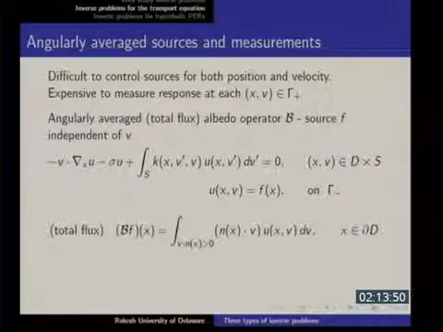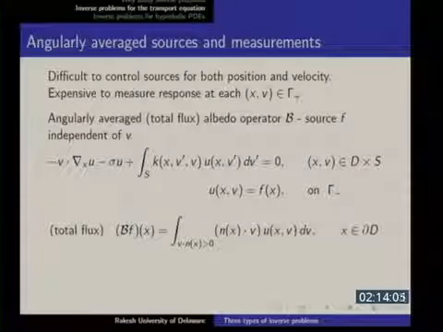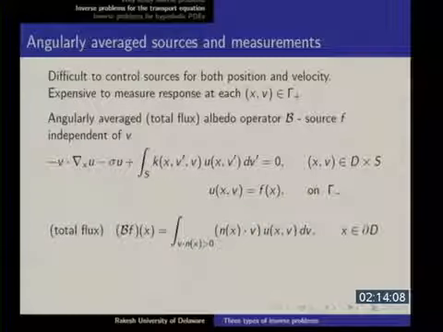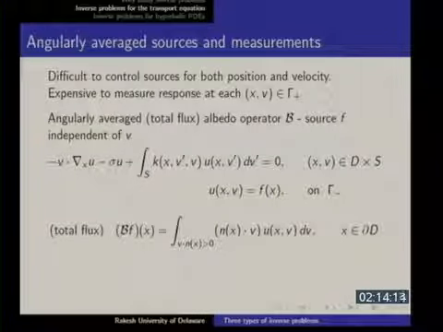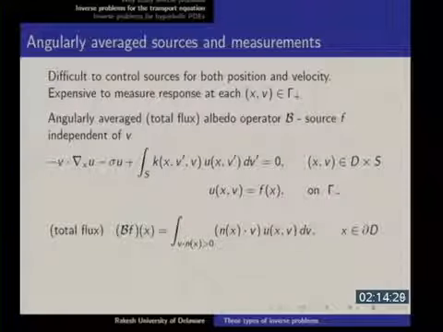And then when you measure, you don't measure u(x,v) in all directions. What you do is some sort of average. At each point, you compute the total flux, how many particles are leaving at that point. So this is the outgoing velocity times u, and you integrate it over all the possible directions at that point. So this is the total flux at the point x. This is probably a more practical measure. So you're only allowed to put sources which don't depend on velocity, and you're only allowed to measure the total flux at a point rather than what's happening in each direction. And you're still trying to recover the absorption coefficient and the scattering.